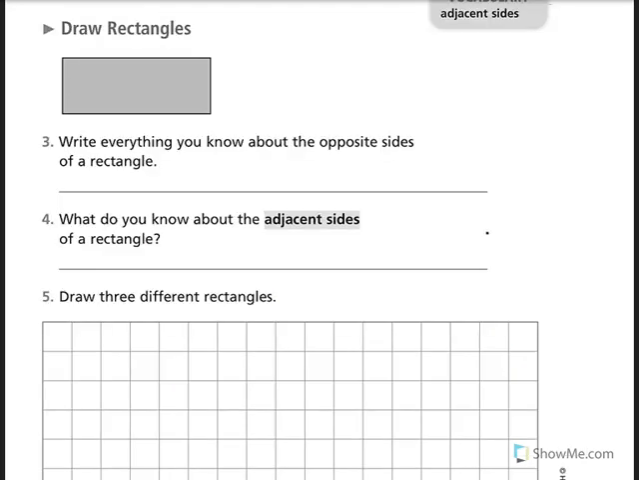Now we're talking about rectangles. So, you'll notice that just like a parallelogram, because rectangles are still parallelograms, their sides are parallel. They could continue forever and not touch. Right? The opposite sides could.